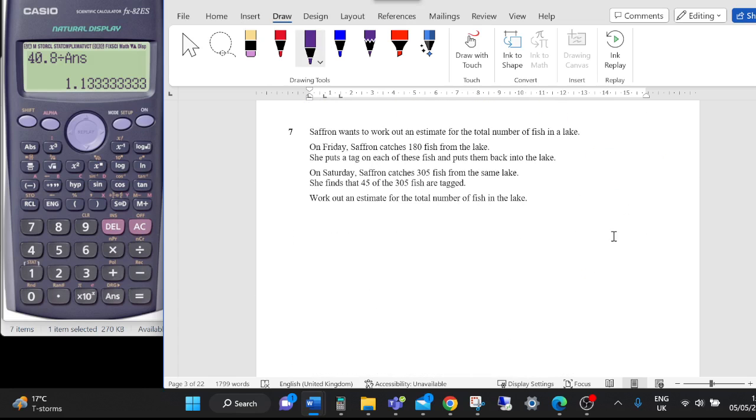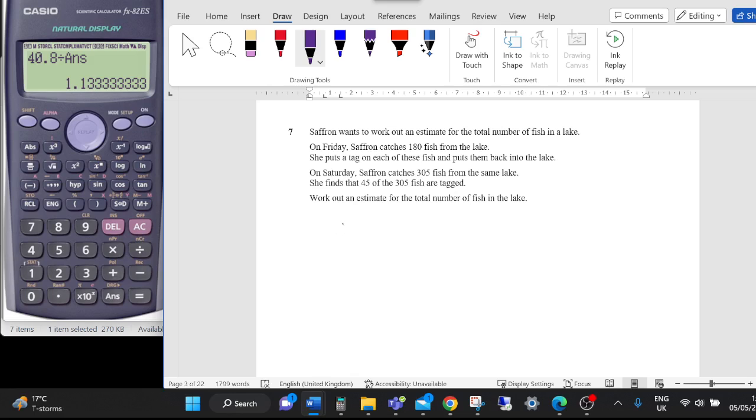Okay, question 7. Saffron wants to work out an estimate for the total number of fish in a lake. So this is capture-recapture, which I did with my Year 11s yesterday. On Friday, Saffron catches 180 fish from the lake. She puts a tag on them and puts them back. On Saturday, Saffron catches 305 fish from the lake. 45 of them have a tag. Work out an estimate for the total number of fish in the lake.